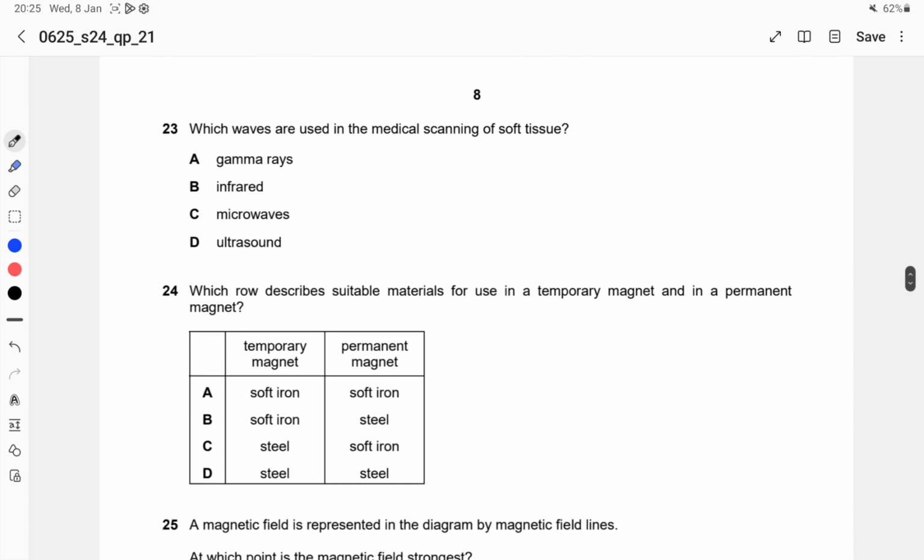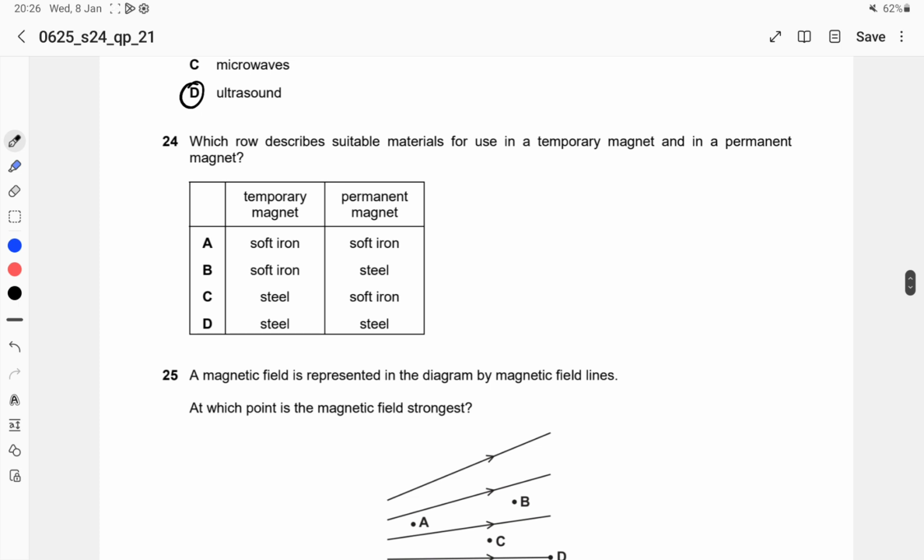23rd one. Which waves are used in scanning of soft tissues? It is soft tissues, so the wave needs to have less energy. And now you know the answer for this one. Again, like I told you, I want you to do this unit strictly from the syllabus as everything is mentioned over there. 24th. Which row describes suitable material for temporary magnets and permanent magnets?